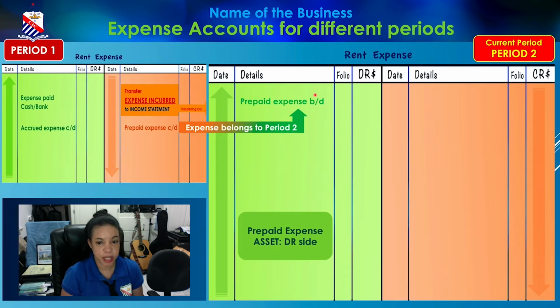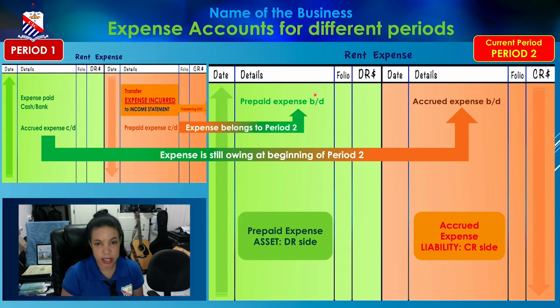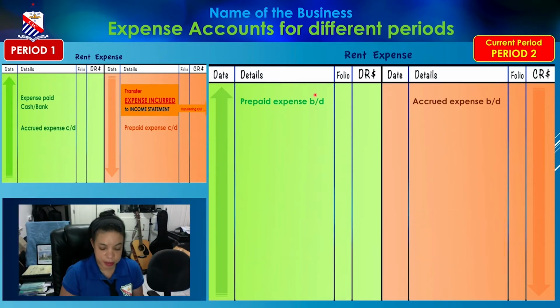So you see the prepaid expense on the debit side because it's an asset. The accrued expense transferred over to the next period, but it is a liability. So it will start off the period as a liability, credit side. So for the current period, this is how you would begin your expense account.